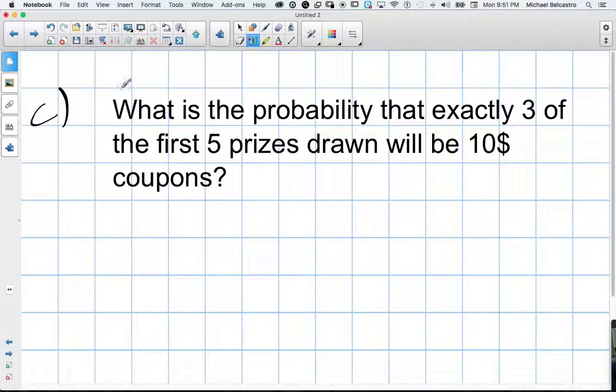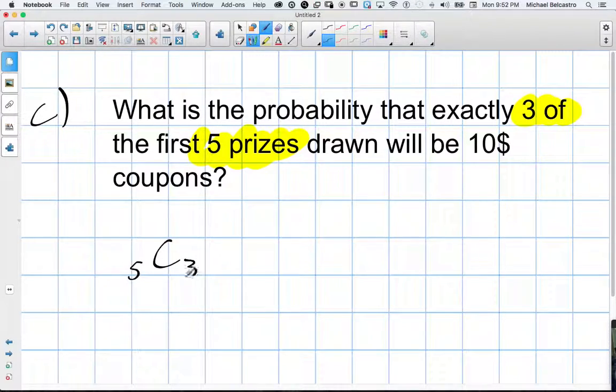To continue that question, this question keeps going and going. What's the probability that exactly 3 of the first 5 prizes drawn will be $10 coupons? So at this point, we assume we know all the probabilities. The very first thing we have to figure out here is exactly 3. Exactly 3 of the first 5 prizes. Well, we've got to figure out how many different ways you can choose a $10 coupon out of the first 5. And that's the idea of 5 choose 3.